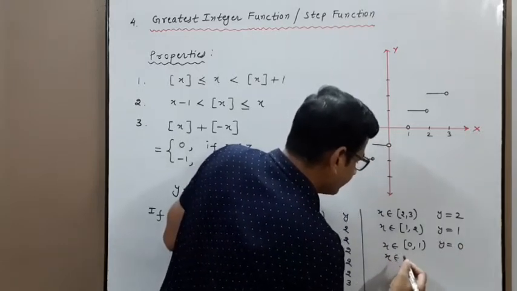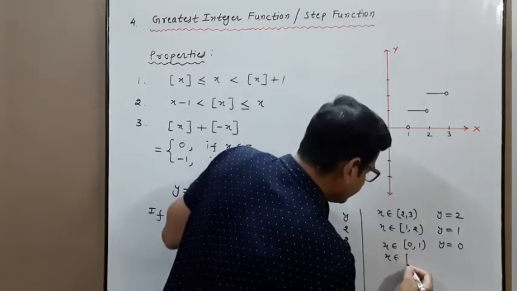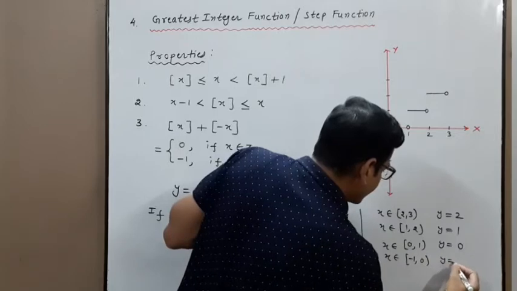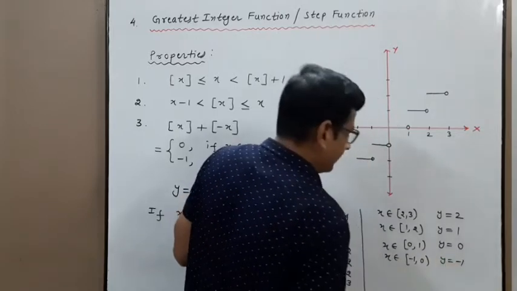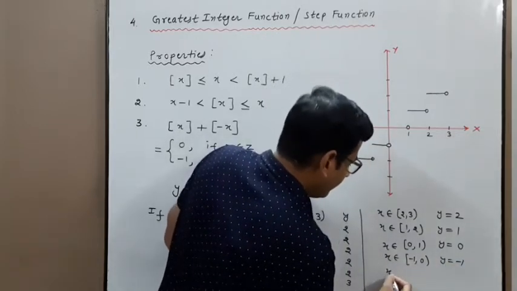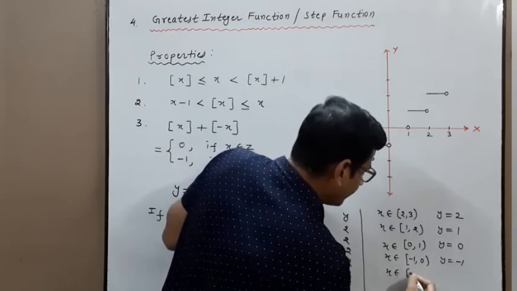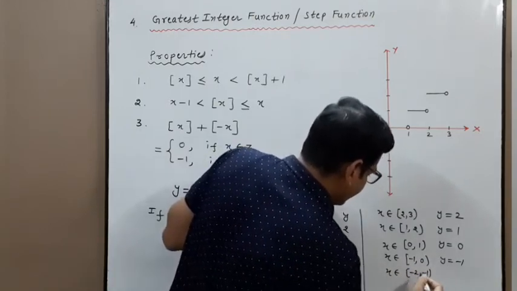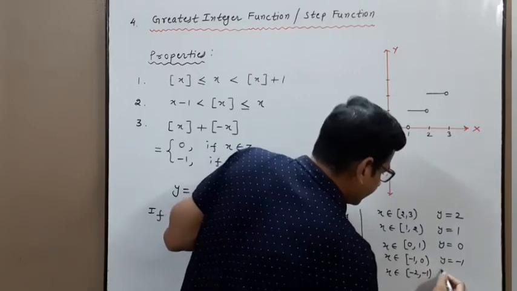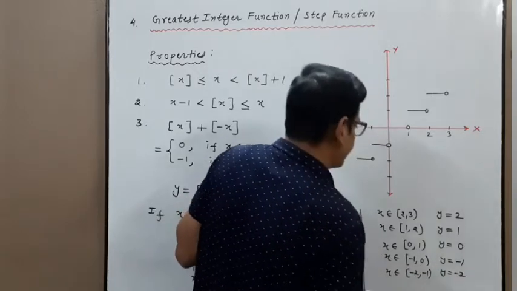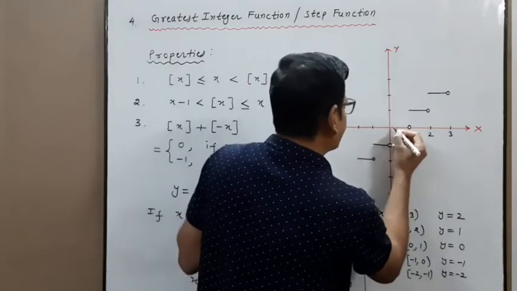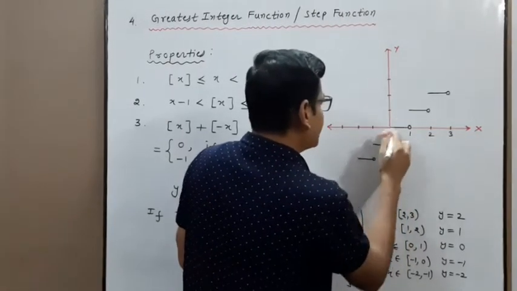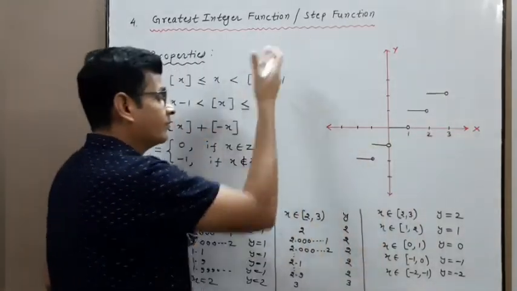X belongs to minus 1 to 0, then the corresponding value of y is minus 1. X belongs to minus 2 to minus 1, including minus 2 excluding minus 1, then y equal to minus 2. And the graph of this function looks like steps. That's why we also call it a step function.